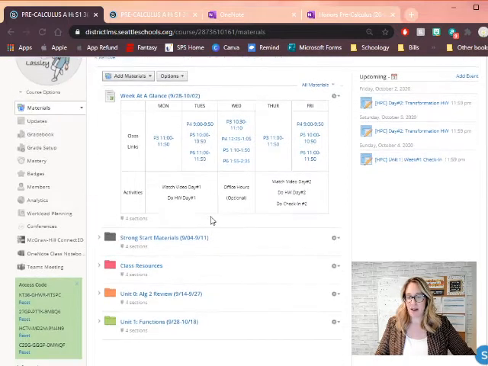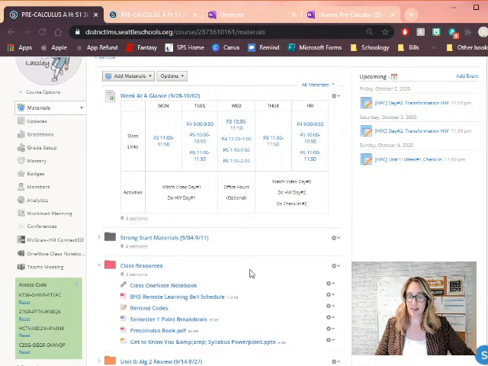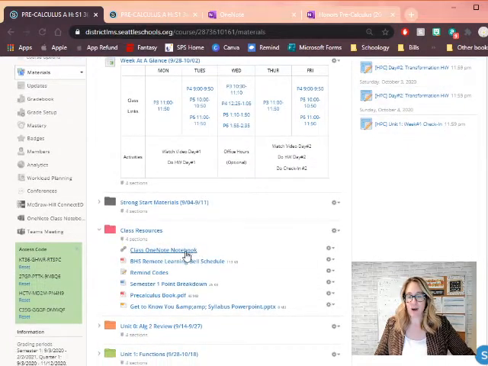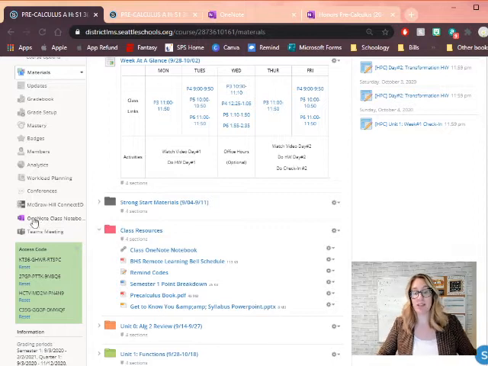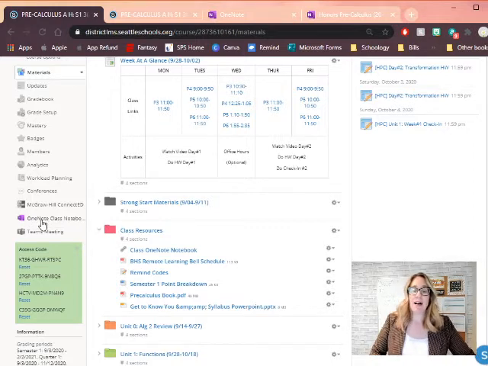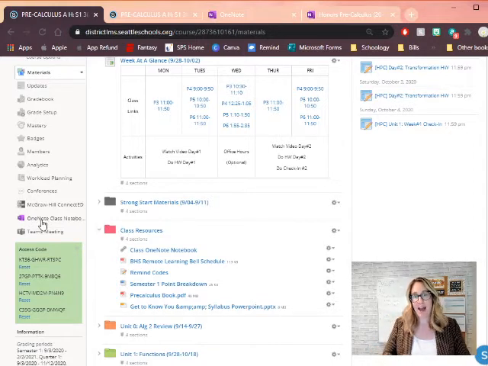If they scroll down, so you have your class resources. This is where we have our link to our OneNote. They can also use this to get to OneNote. It is a little bit easier just to use this link over here. And that gives them their own actual OneNote notebook.